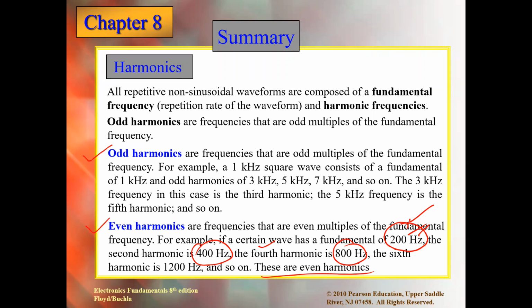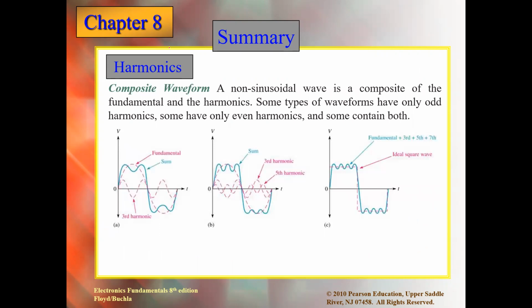Now time to look at how we can generate a square wave by using these odd harmonics and the fundamental frequency. So the next slide will explain how we are getting the non-sinusoidal waves as a composite of the fundamental and the harmonics. Some types of waves have only odd harmonics, and some have only even harmonics, and some have both. Now you look here closely, all of you, please focus.